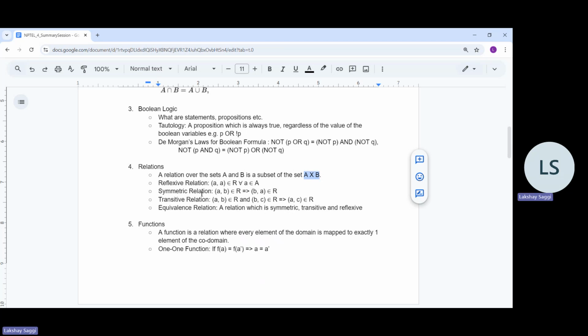And then what's a symmetric relation? A symmetric relation is one where, if A comma B belongs to the relation R, and note that a relation is just a subset, so if A comma B is an element of this subset, then B comma A should also be an element of this subset. If this is true, then it is what we call a symmetric relation. A comma B belongs to R implies B comma A belongs to R.